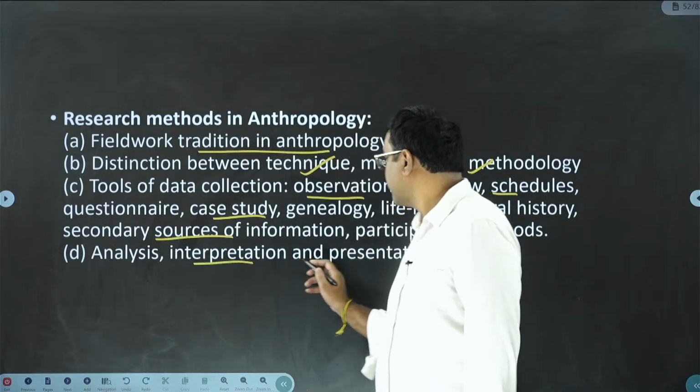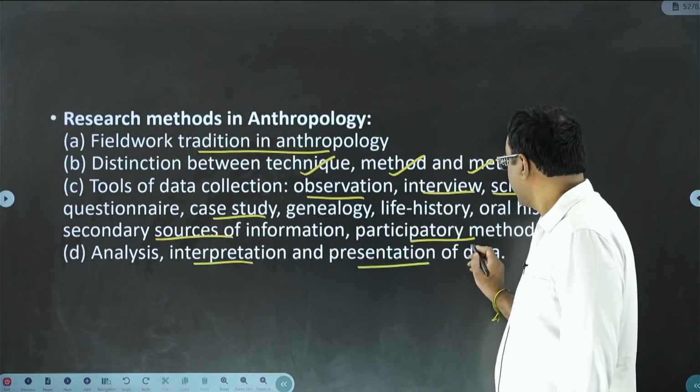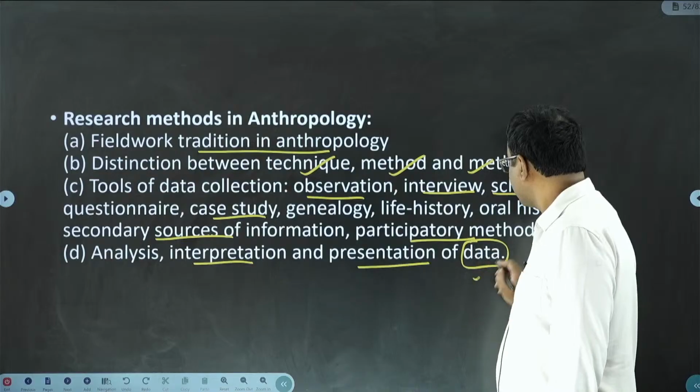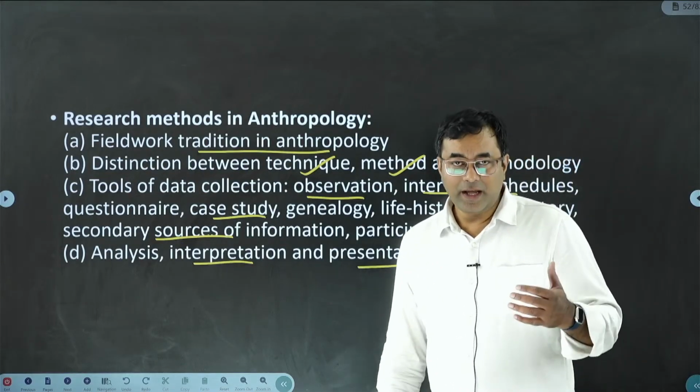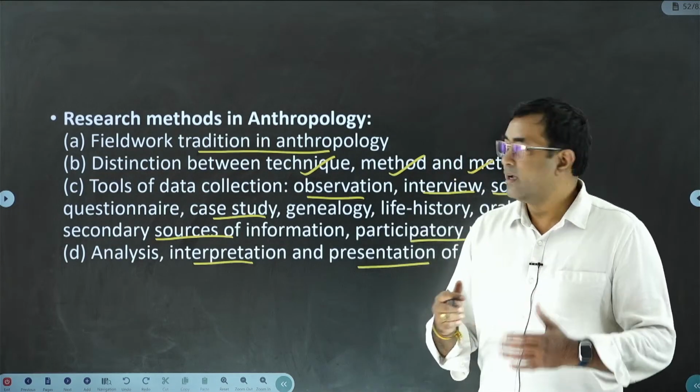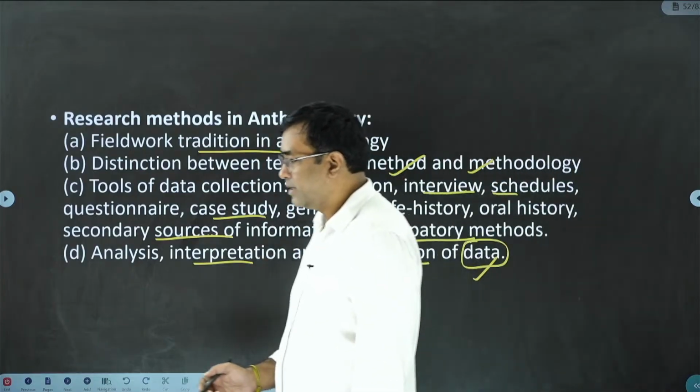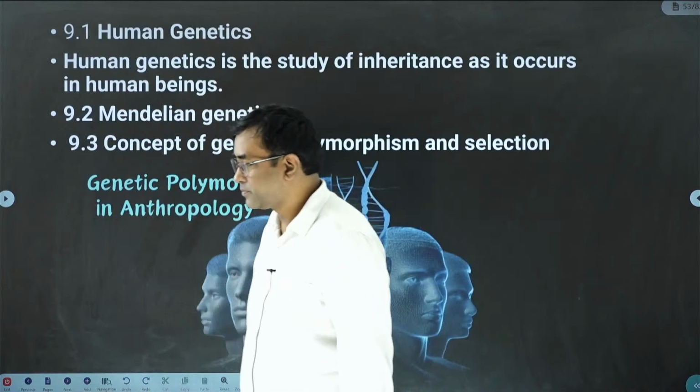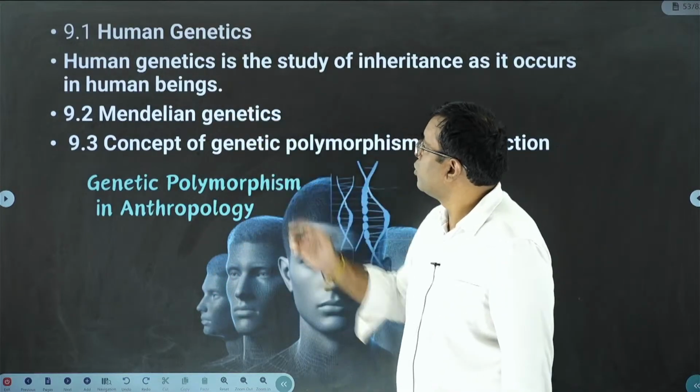Next, analysis, interpretation and presentation of data. Because you got a vast amount of data, that data has to be decoded, understood, and accordingly you need to produce the theory. Okay. Next one is human genetics.